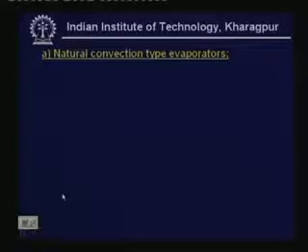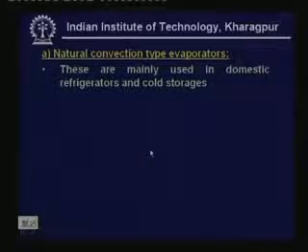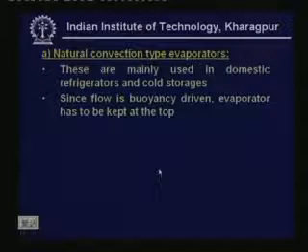Now, let me explain the salient features of some of the important types of evaporators. So, let me begin with natural convection type of evaporator. Okay. Natural convection type of evaporators are mainly used in domestic refrigerators and cold storages. Since flow is buoyancy driven, evaporator has to be kept at the top.